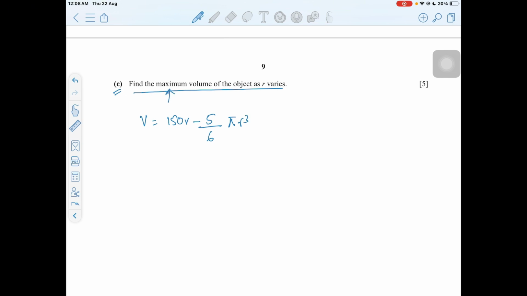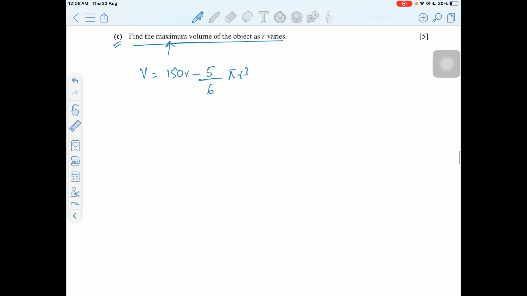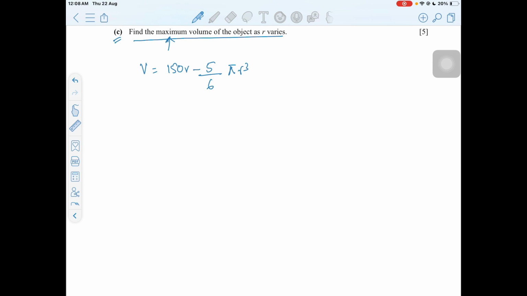We need to calculate the maximum volume, so we have to differentiate it and then make the derivative equal to 0 to calculate the value of r and then plug it into the volume, right? So we have to calculate the derivative of this. This would be 150, this 3 would be multiplied over there, so this would be 5 over 2, I guess. Yes, this 3 and 6 would be cancelled out, so this would be 2, and then the power would be subtracted by 1, so this would be this, and we have to equate it.